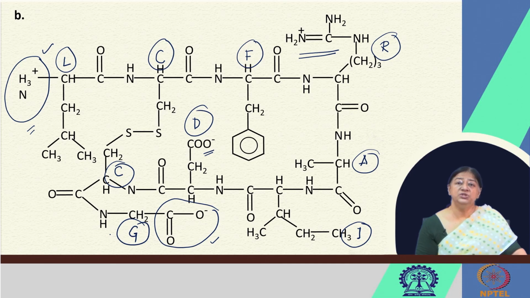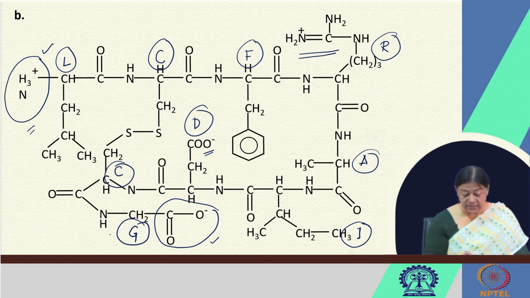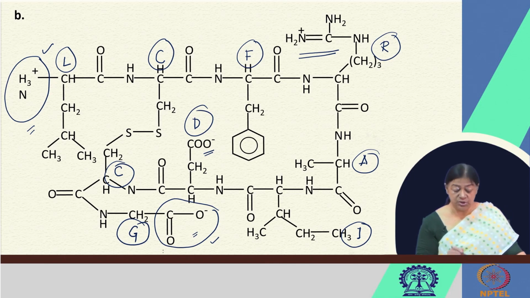If we are asked the question, what is this at a very low pH, then we would realize that the terminal COOH would remain as such, the aspartic acid side chain would remain as such. So, we would have COOH here and COOH here at a low pH value.